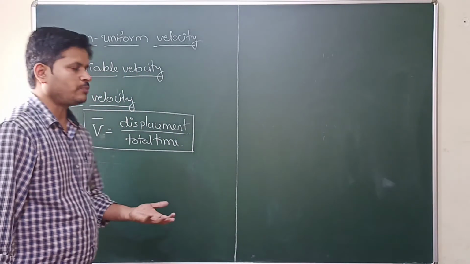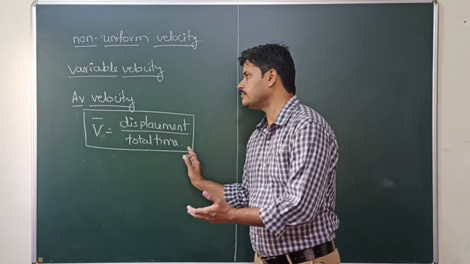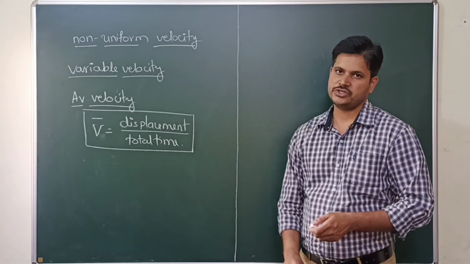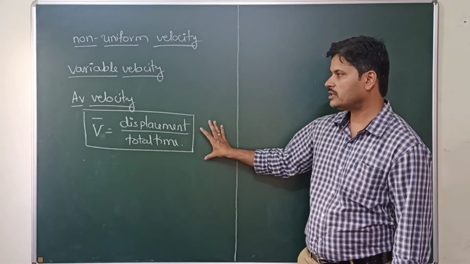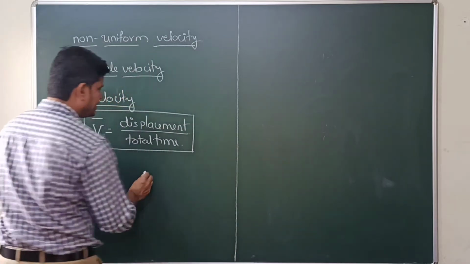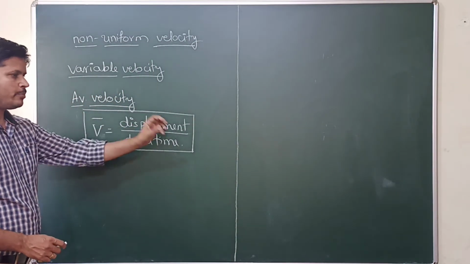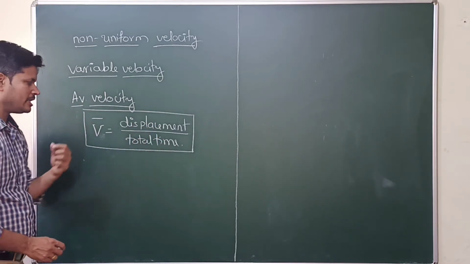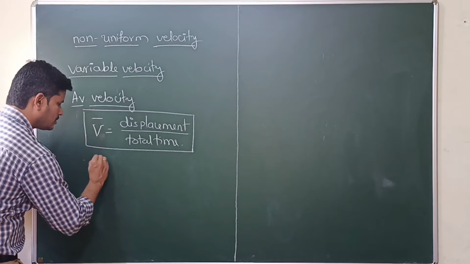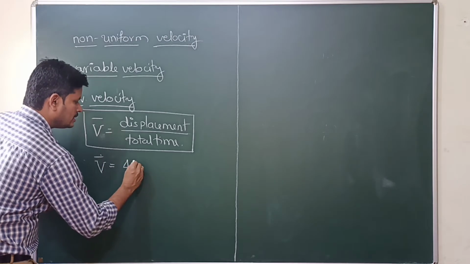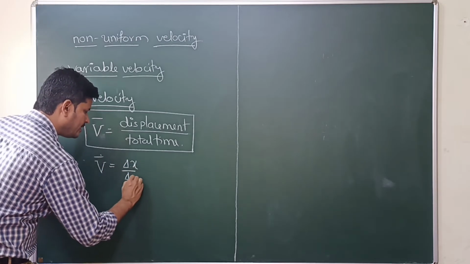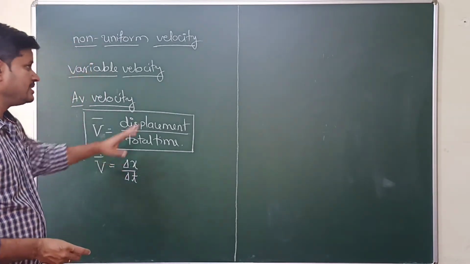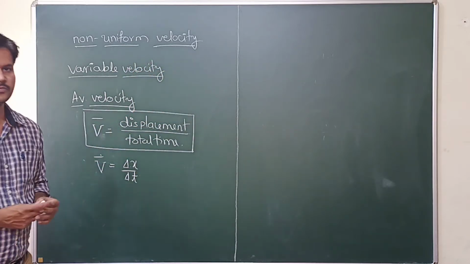If you solve some problems based on this average velocity, then you will come to know the actual meaning of displacement. Okay, just first remember the average velocity definition. It is just the change in position divided by total time, or the displacement divided by time. v bar is equal to delta x divided by delta t. Correct? As we discussed earlier.